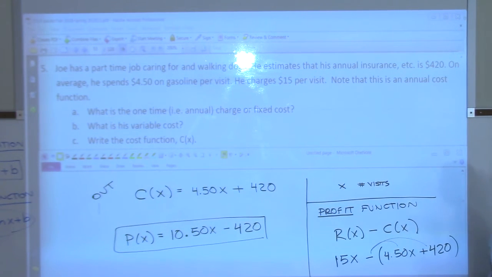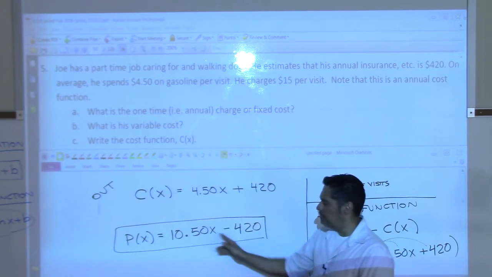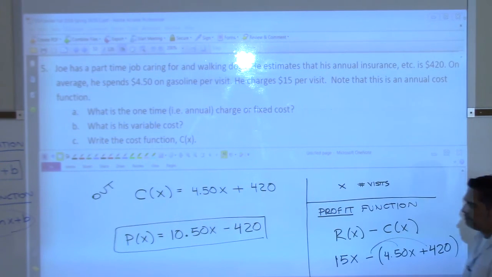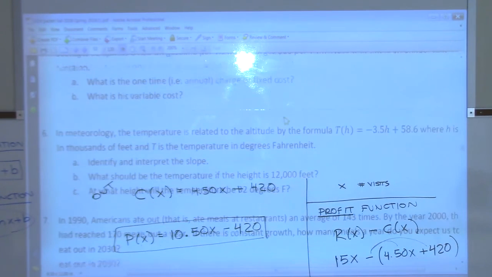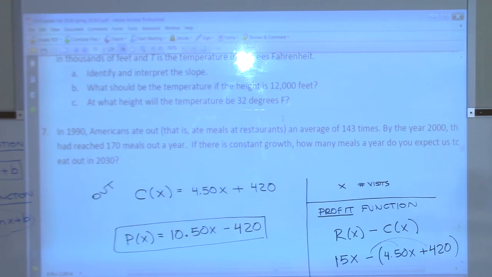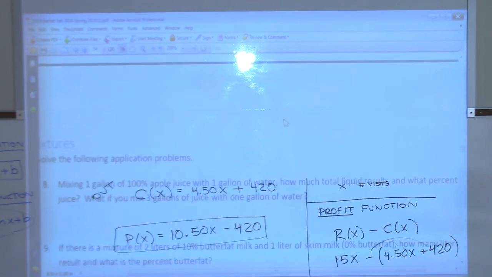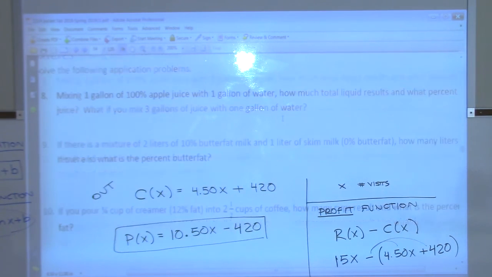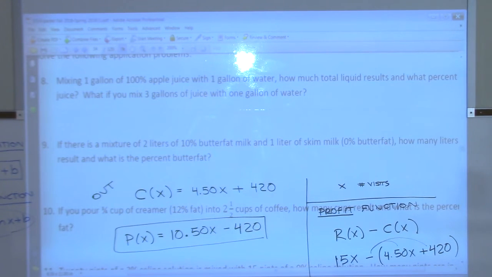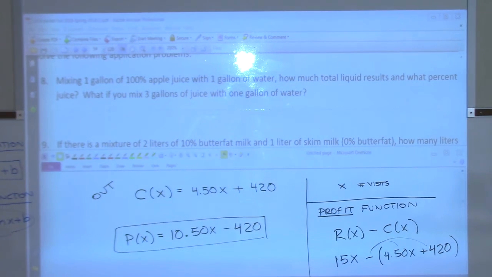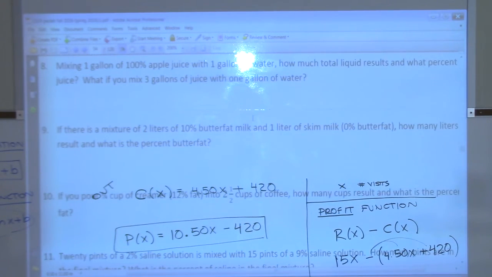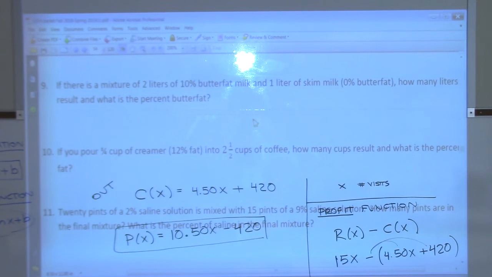How many visits do you think he would have to do to break even? Probably close to about 42, somewhere around there. Okay, we're getting beyond it. I just wanted to finish that up. We have one last type of problem, then we can take our break. Let's look at that one right there.